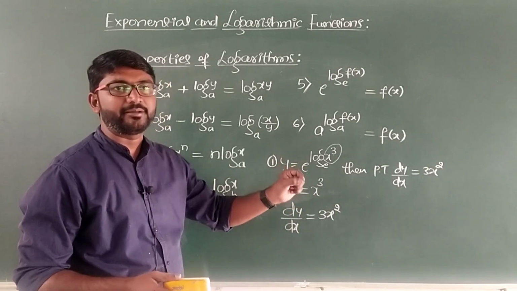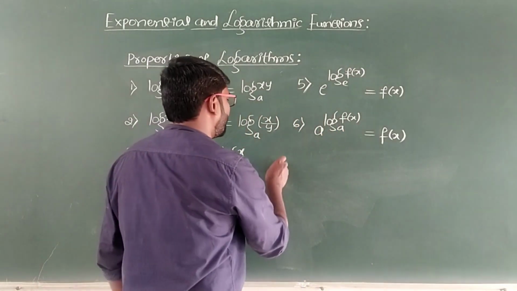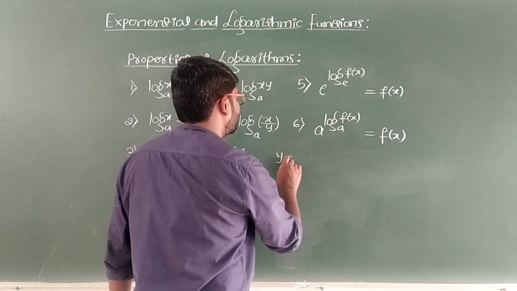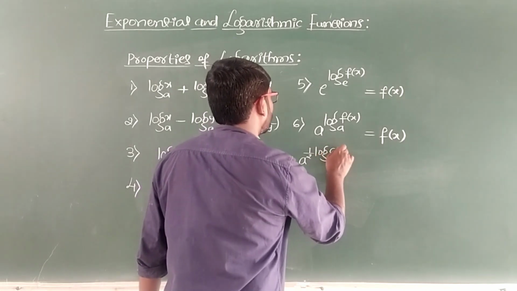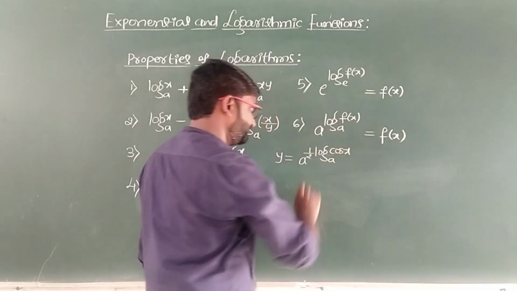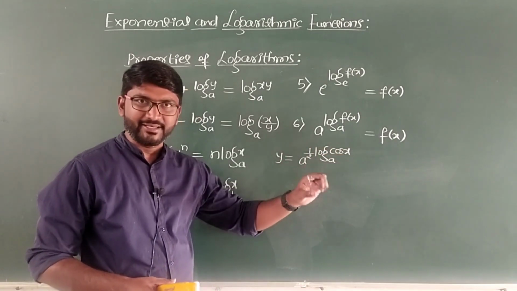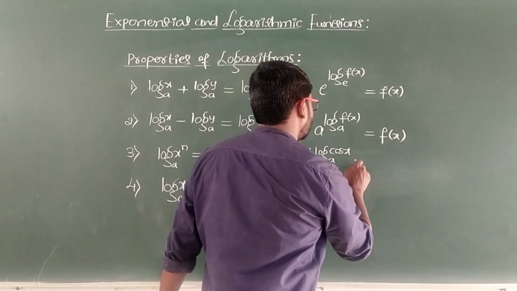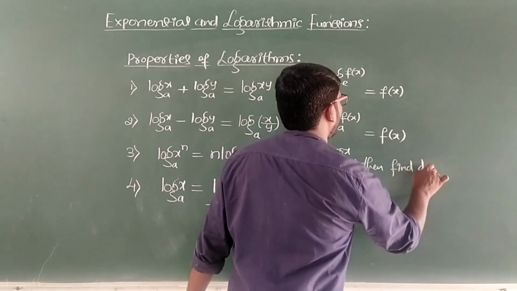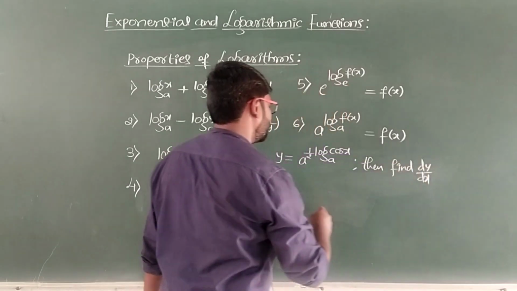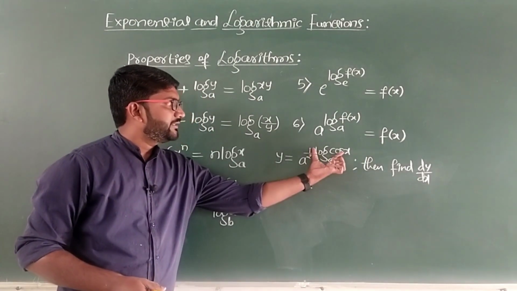So this concept is very important. And for the sixth one, the example can be, if y is equal to a raised to 1 by 2 log cos x to the base a, then find dy by dx. In this case, for this you can apply the power rule.